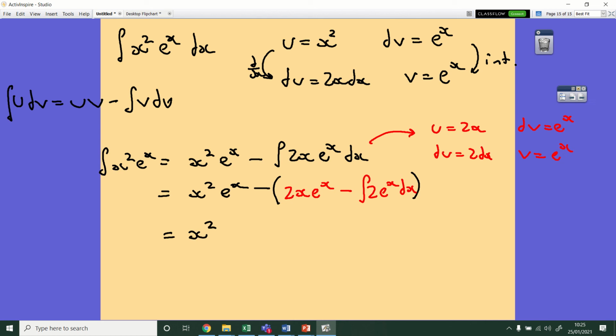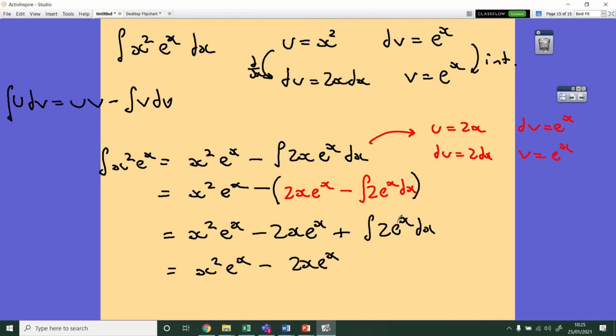Let's expand the bracket. So x squared e to the x minus 2x e to the x, and then double negative here, plus the integral of 2 e to the x dx. Now the only thing left to do is integrate this last part, and then e to the x goes straight to itself with a 2 at the front. And that's plus c. Okay, and that's done. So just bear in mind then, sometimes x to the n requires multiple integration by parts to make sure that all the x's disappear, leaving just a constant at the front like we did here.